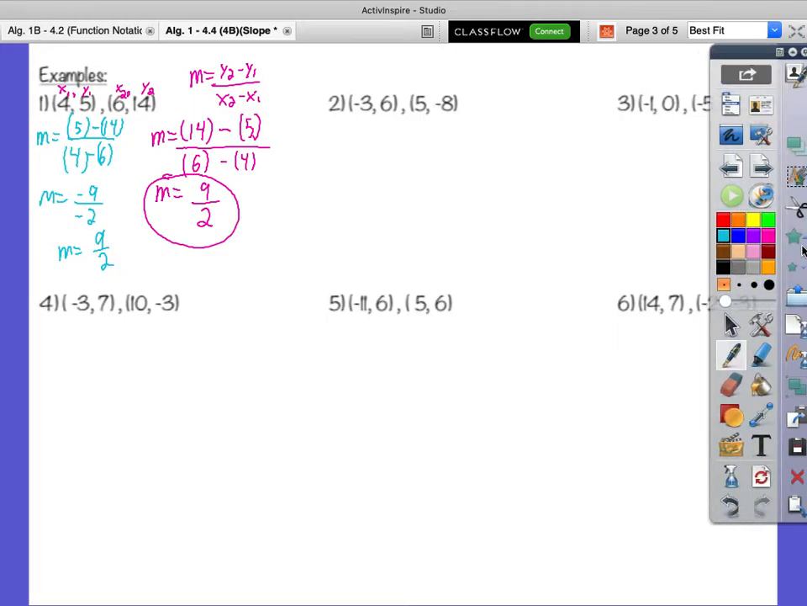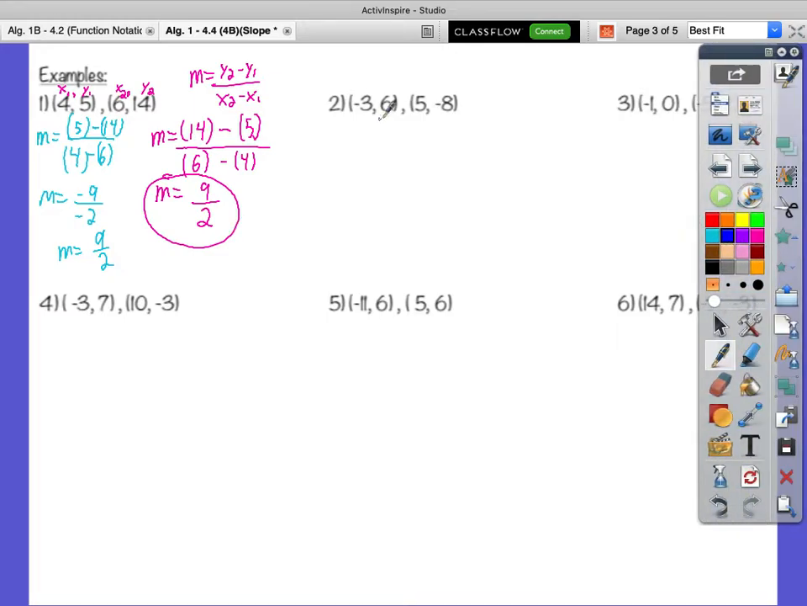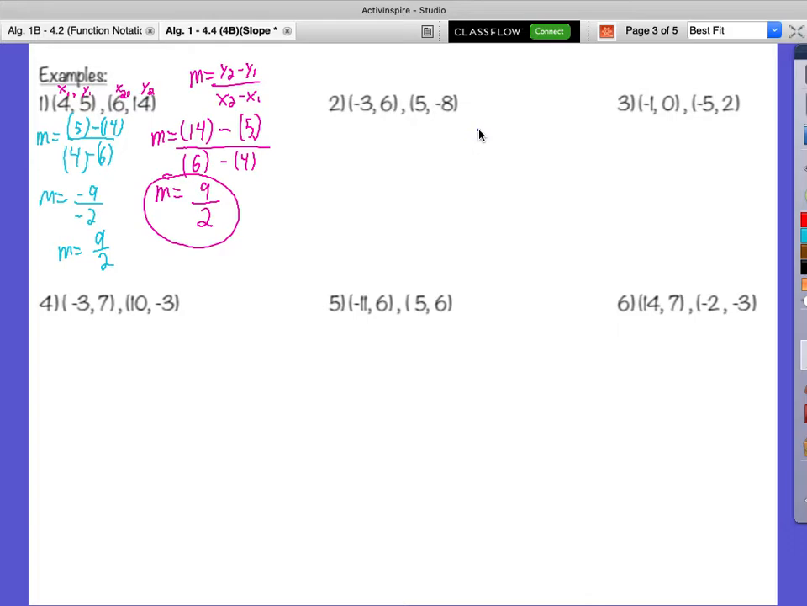Okay. So let's look at the second one here. Negative 3 comma 6, 5 comma negative 8, okay? So we don't have to label our x's and y's every time, okay? And somebody said at the top for me, Kelly. 6 minus a negative 8, okay? I like to put them in parentheses because I think it's more clear to see what's going on there with the negatives, okay?